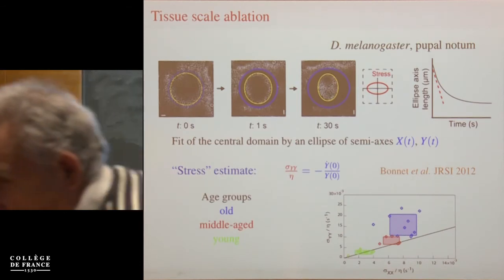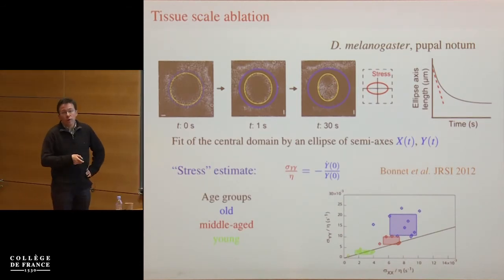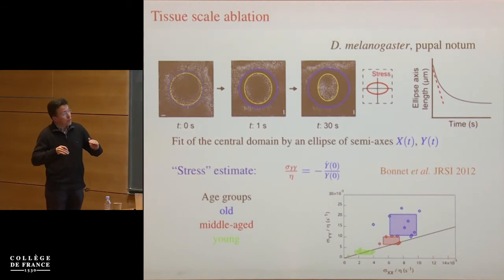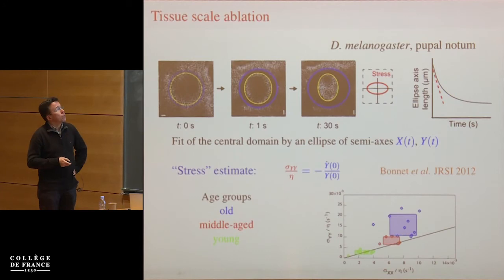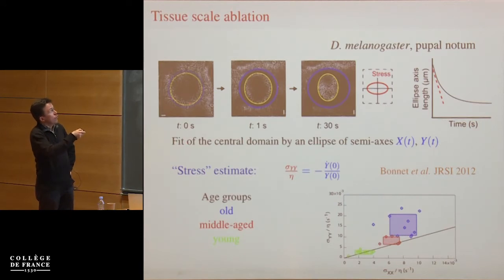With François Graner and in collaboration also with Isabelle Bonnet, who performed the experiment, we scaled up this method and practiced tissue scale ablations of the tissue. So instead of ablating one junction, Isabelle ablated a whole ring and followed the retraction of the two pieces of the tissue that had been separated by the ablation.